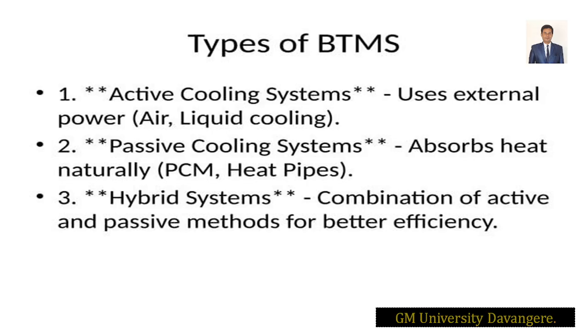If you see in the active cooling, you may use fans also, especially in the grid. They are using most of the fans for the big transformers. ABB also is using big transformers with a cooling system. So, all right. When you talk about the passive cooling here, we are thinking about the PCM materials or heat pipes to absorb more heat, right?